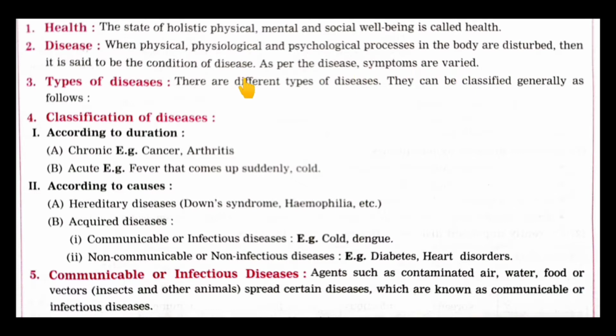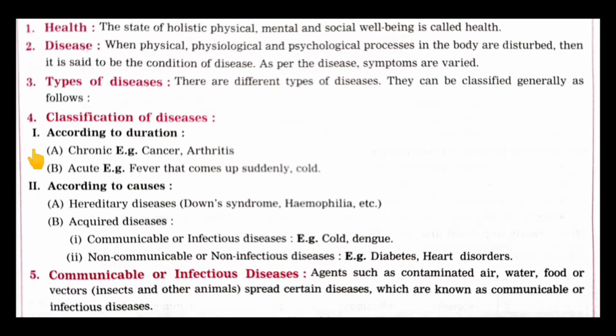Now, we will learn there are various types of diseases. They can be classified generally as follows. There are various types of diseases in this world. The diseases vary according to duration, according to vector, according to causing symptoms. Let us see the classification of diseases. According to duration, there are two types of disease, chronic disease and acute disease.